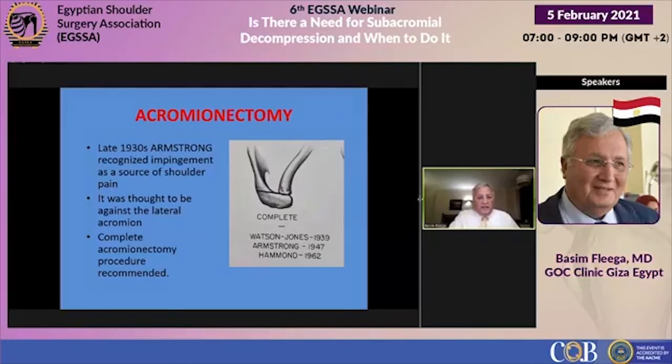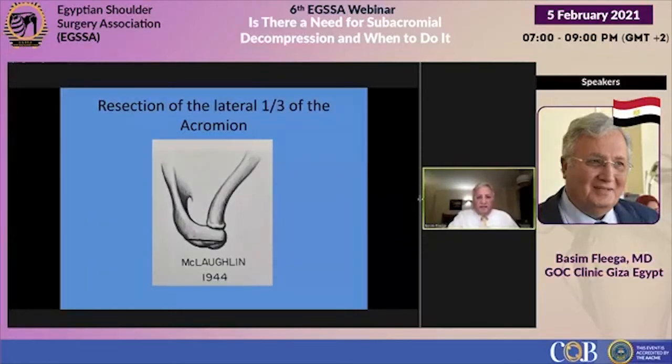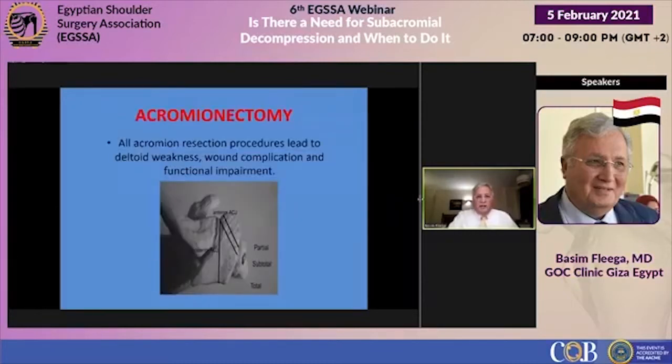It was thought to be against the lateral acromion. Complete acromionectomy was recommended by Watson-Jones, Armstrong, and Hammond. Resection of the lateral three-fourths of the acromion was then suggested by Smith-Petersen in 1943. Then resection of the lateral one-third of the acromion was suggested by McLaughlin in '44. So, total acromionectomy and all acromion resection procedures led to deltoid weakness, wound complications, and functional impairment.